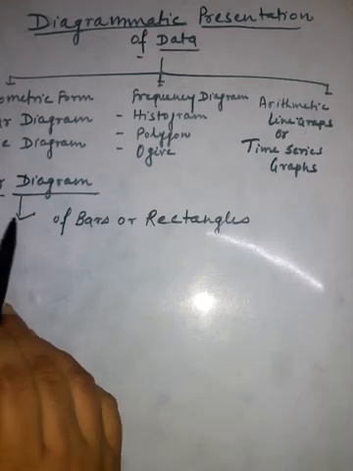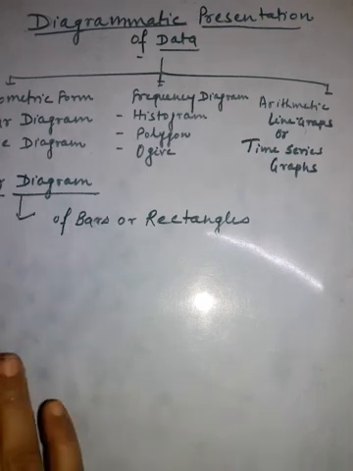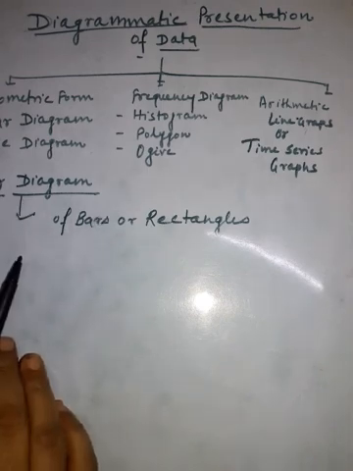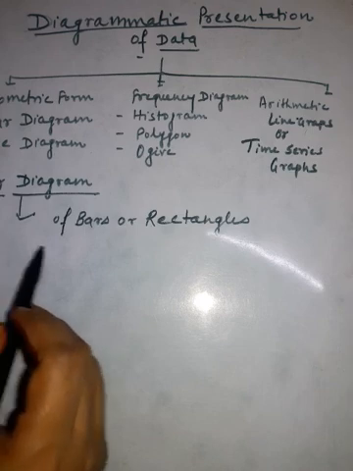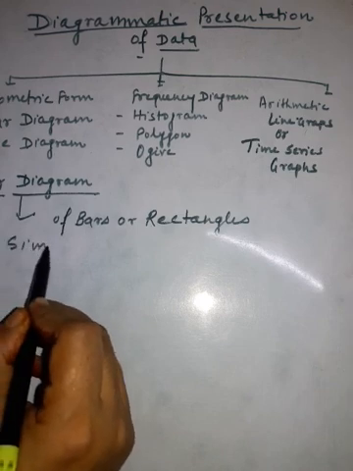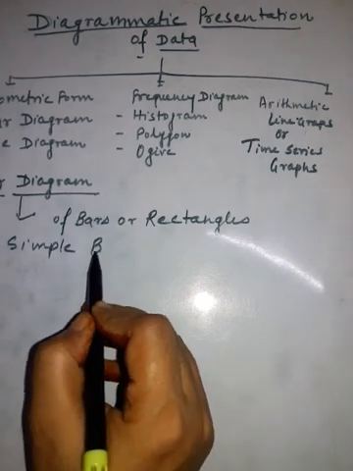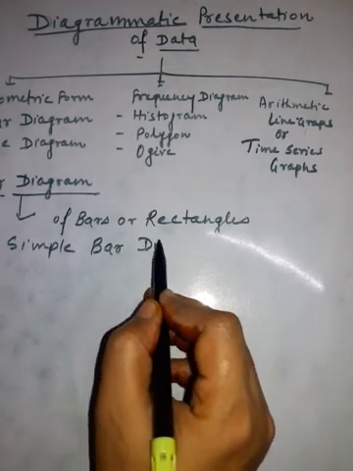Data can be presented in the form of bar diagram. There are various kinds of bar diagram, basically 5 types of bar diagram. First type is very simple and basic, that is simple bar diagram.